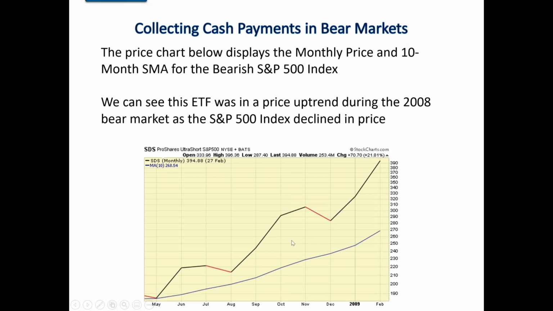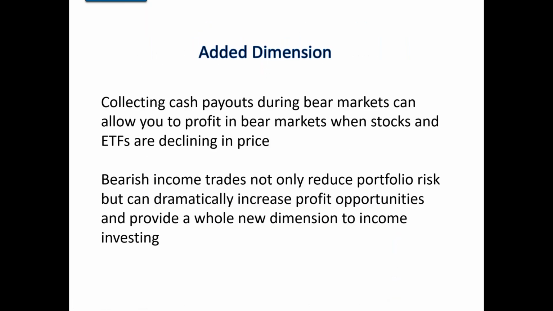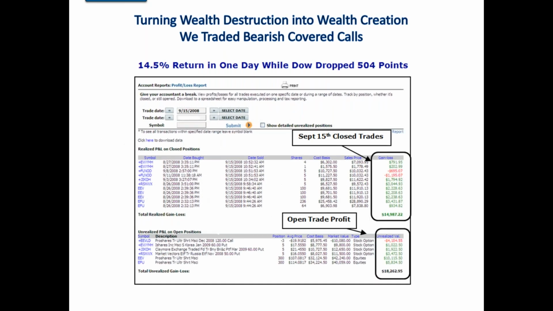So when the S&P was going down, this ETF was going up, and you could initiate weekly covered calls with the bearish ETF, symbol SDS. So that's a way to profit in down markets. You have a lot more profit opportunities when you can also trade bearish ETFs in a down market.